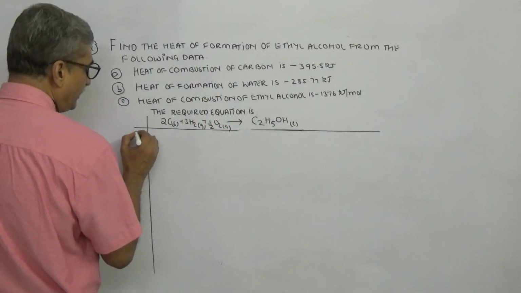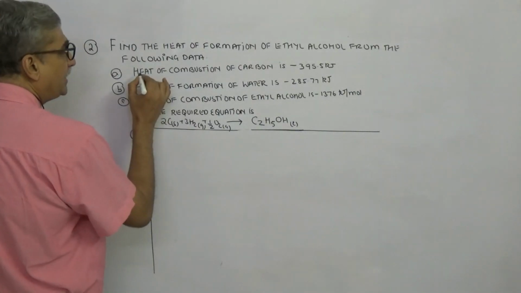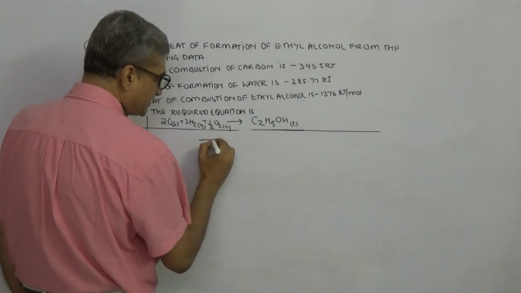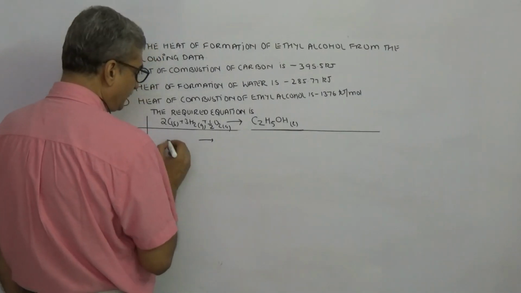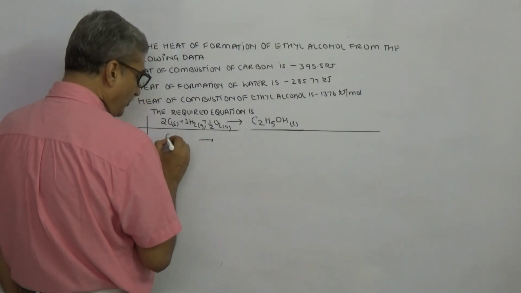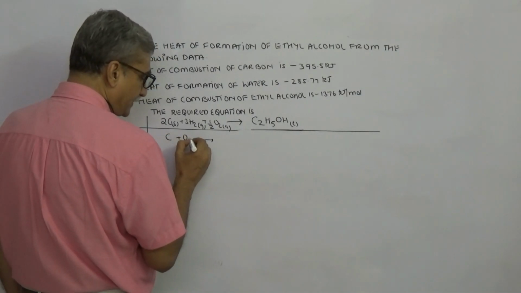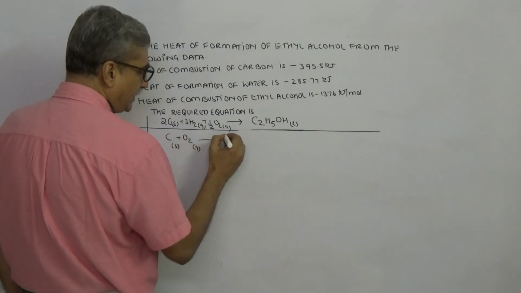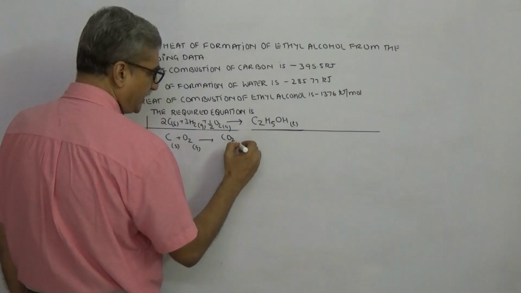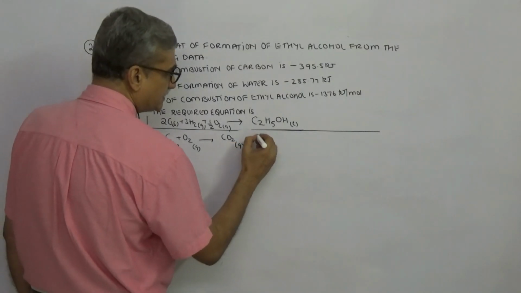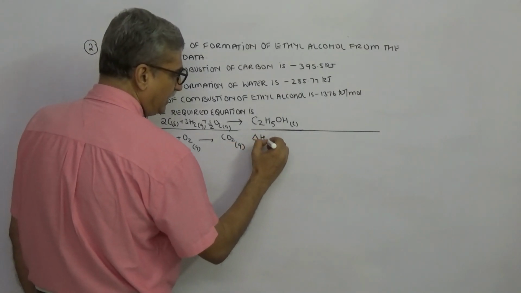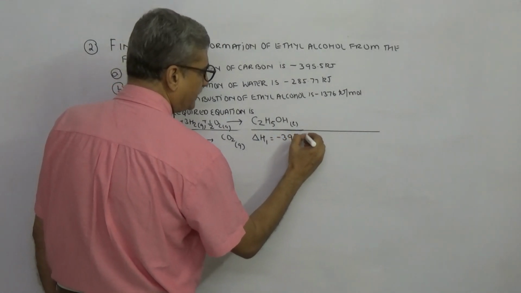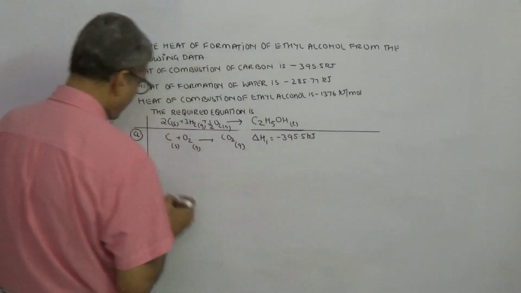So A, what do we have? Heat of combustion of carbon. So what does the definition say? Heat of combustion of carbon is 1 mole of carbon burning in excess of air, and when carbon burns in excess of air, it forms carbon dioxide gas. So here the delta H1 is minus 395.5 kilojoule.